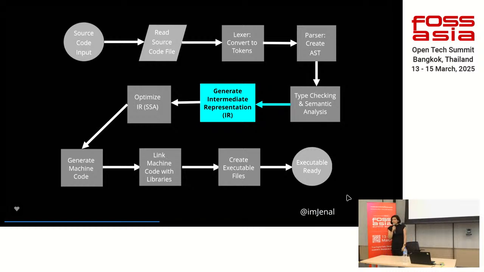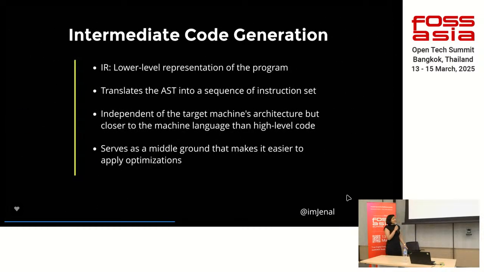The next step after the semantic analysis phase is the generation of the intermediate representation. At this stage, you have already done the syntax analysis and semantic analysis, so it translates the AST into a series of instructions which are passed to the next phases. It is independent of the target machine's architecture, and acts as a middle ground where a lot of optimizations can happen.